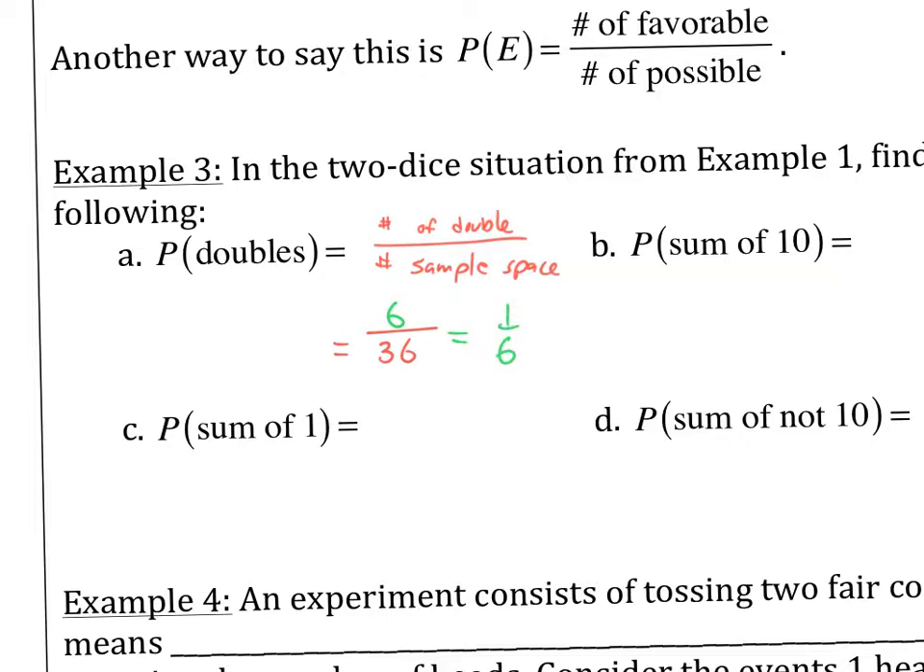So in this case, the probability of getting doubles is just 1/6. You can leave it as a fraction. You can also write it as a decimal or a percent. So 16.7% approximately. Notice the approximate there.